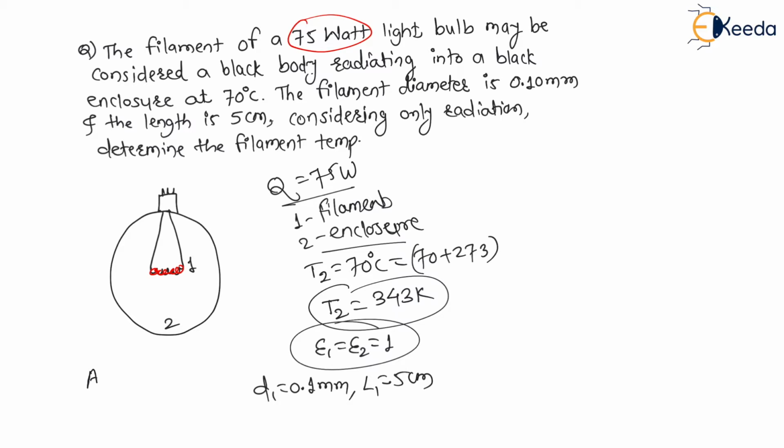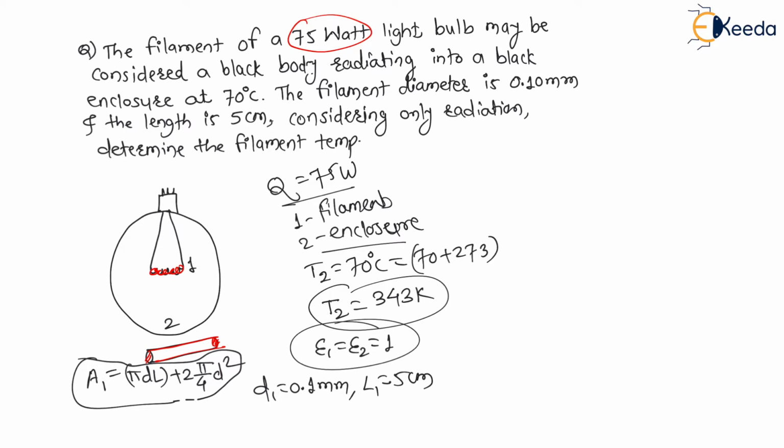Now my dear students, what will be the area of filament? It is a wire. Let us say the wire is like this. Therefore, the area of filament in contact with this enclosure 2 is the surface area of the wire as well as the cross section area of the wire on both sides. On both sides, this cross section is also in contact as well as this surface. Therefore, area of filament in contact with the enclosure is nothing but pi dl plus 2 times pi by 4 d square. This area we have to consider.